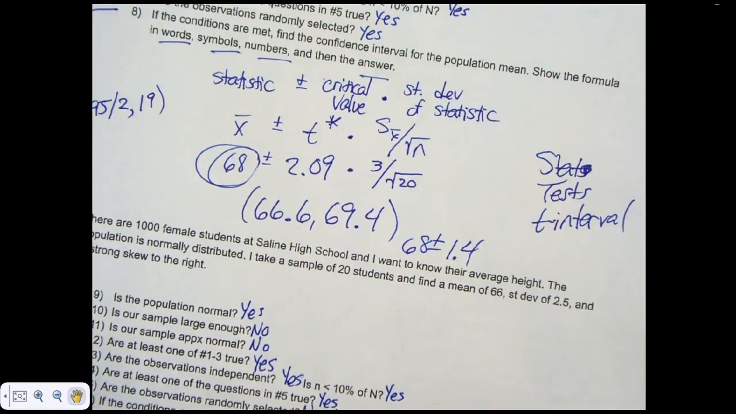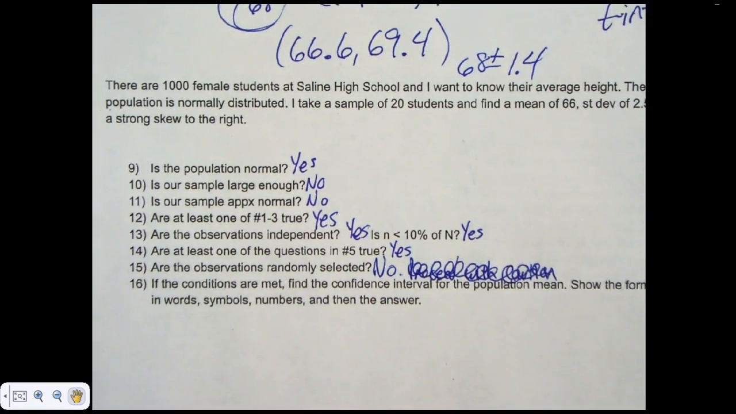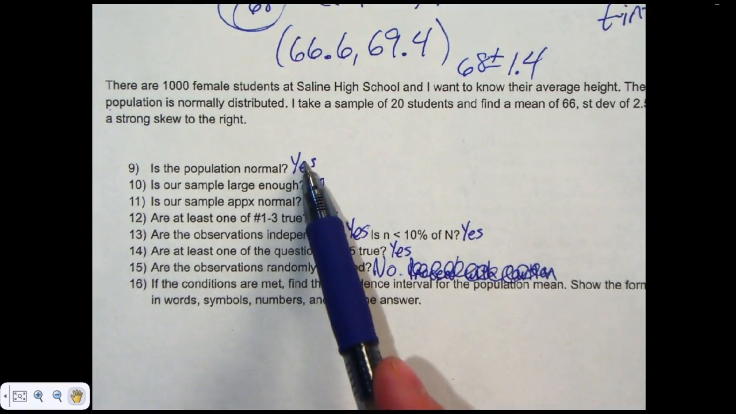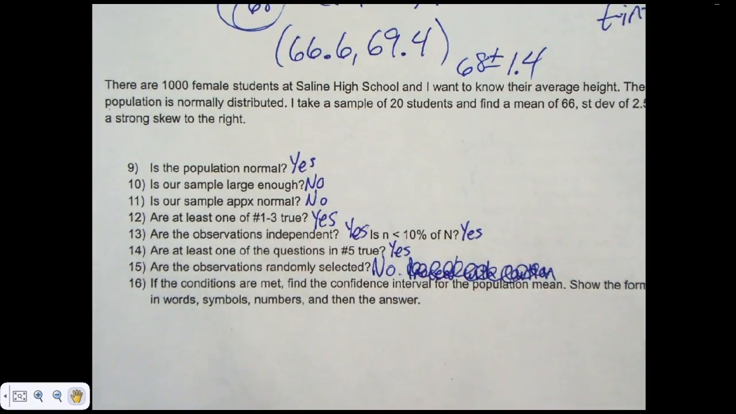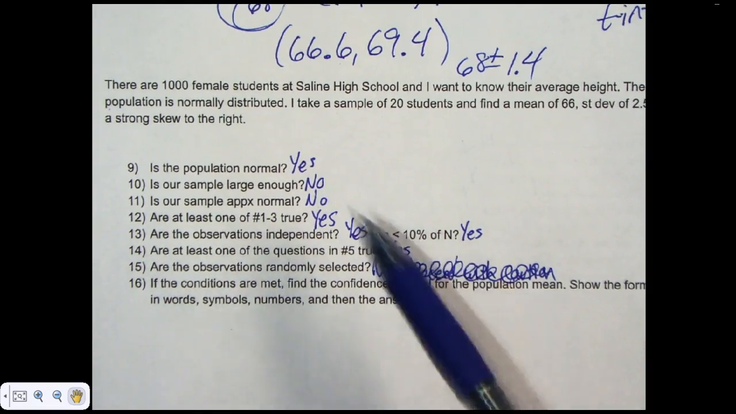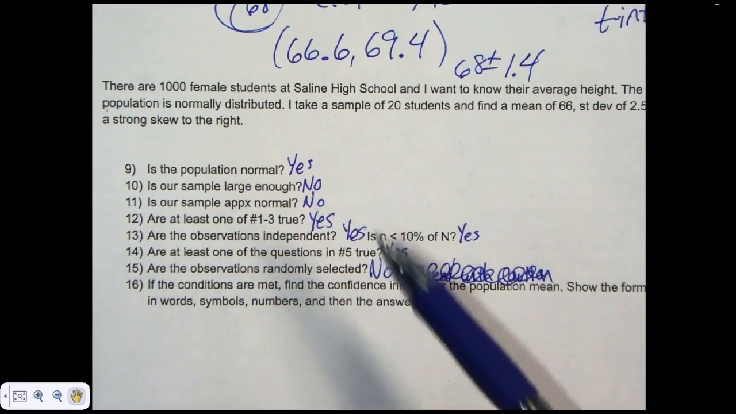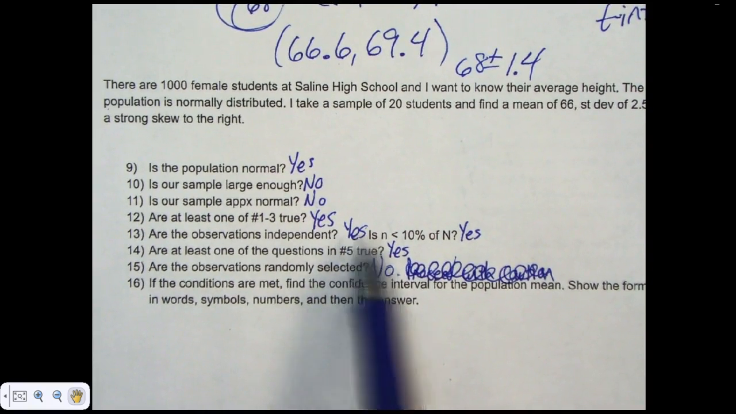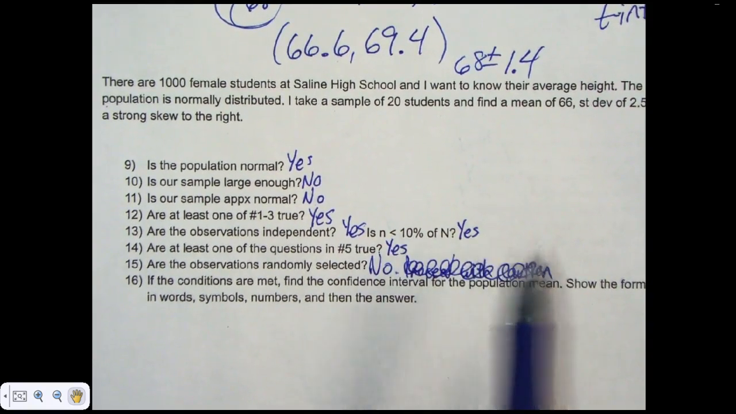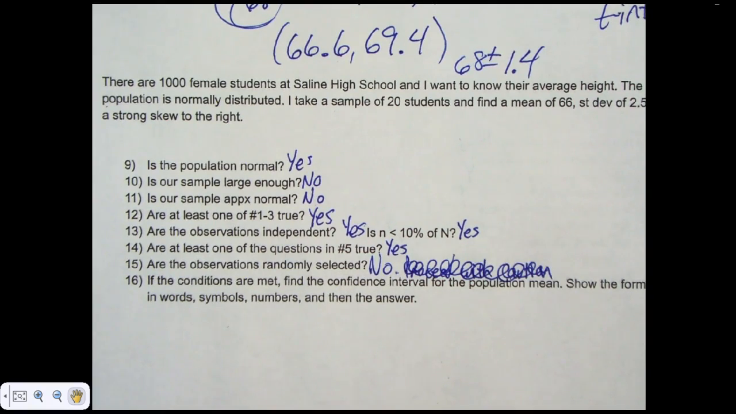So you should not be typing anything into your calculator really for that second, because it turns out that the conditions are not met. So you're good until the very end. The population's normal for number 9, and so then the next two things don't really matter. The population's normal, you're just good to go. The next two are both no, but that's okay. Observations are independent. We're taking less than 10%. But then, are the observations randomly selected? It does not say that. So then we technically can't do it.